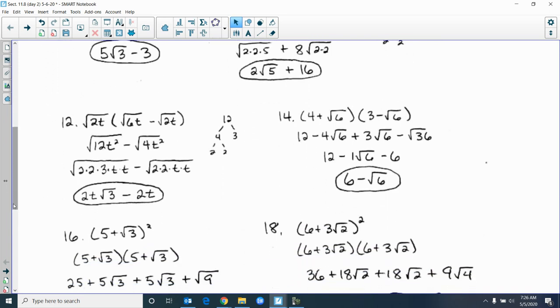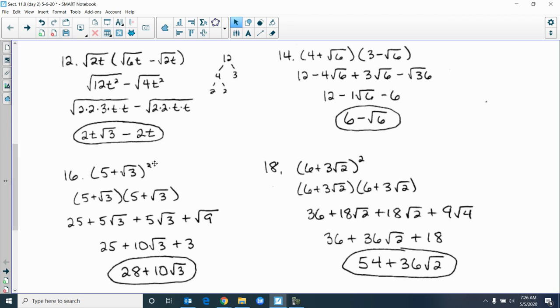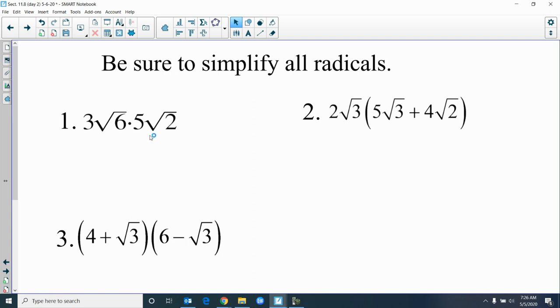And then one thing you really have to watch is with 16 and 18, when you have that quantity squared, make sure you write that down twice. A lot of times people just want to square this and make it 25 plus 3. You have to write it down twice for that. Now, this is not part of the guided notes, but just let me run through this real quick.